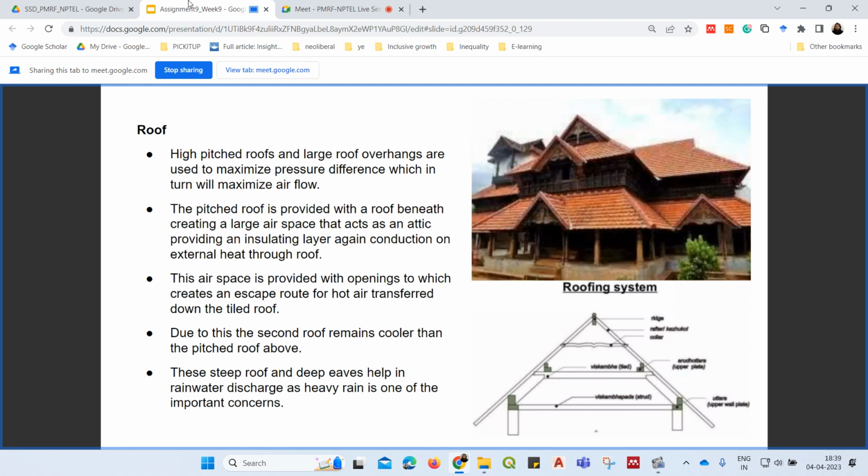The high pitched roof is provided with a roof beneath it, creating a larger airspace, and that airspace acts as an attic, providing an insulating layer again and preventing conduction of external heat through the roof. This airspace is also provided with openings, as you can see here, which creates an escape route for hot air to rise and then get transferred through the tilted roof. And these steep roofs and deep eaves also help in quick runoff of rainwater, as Kerala also experiences heavy rains.